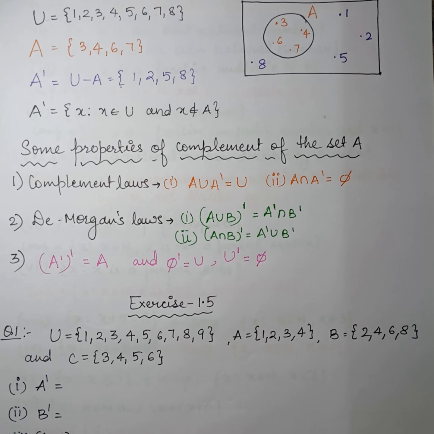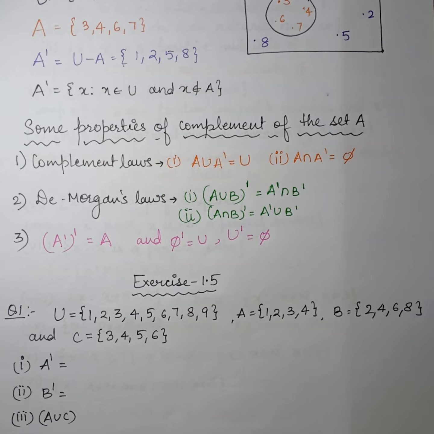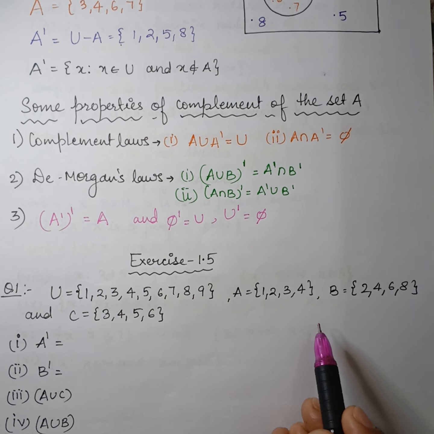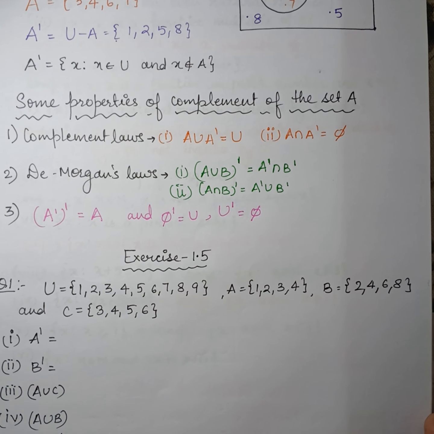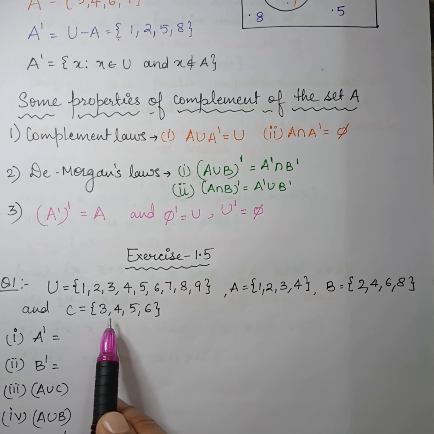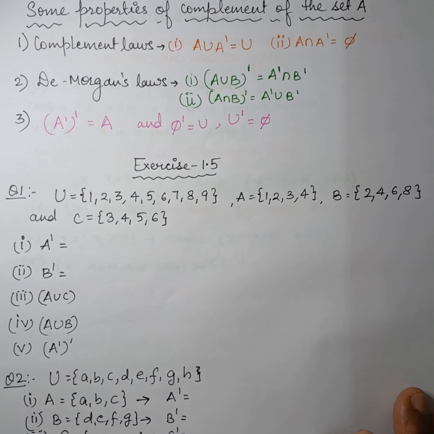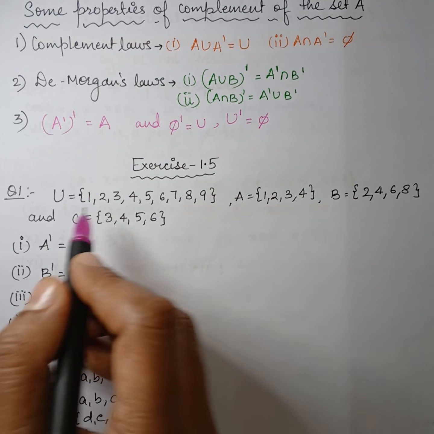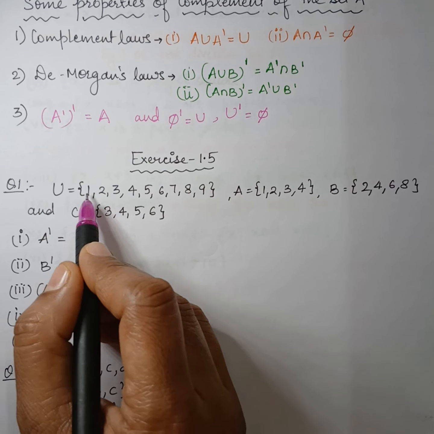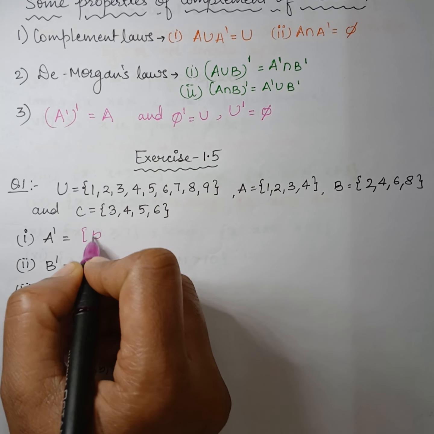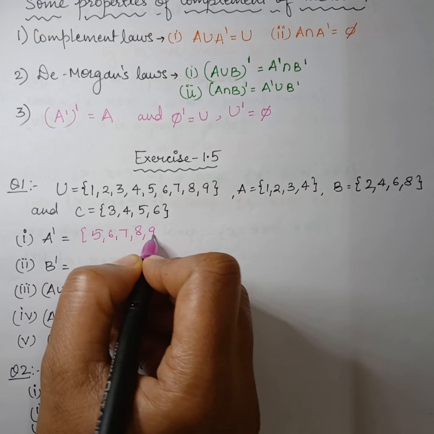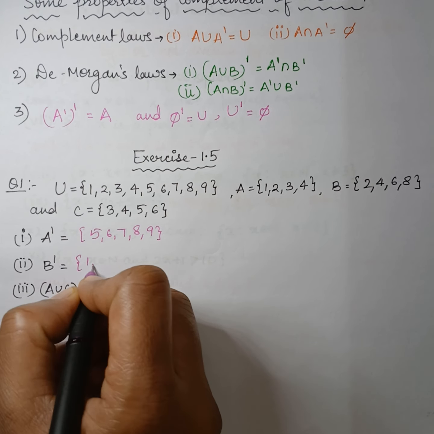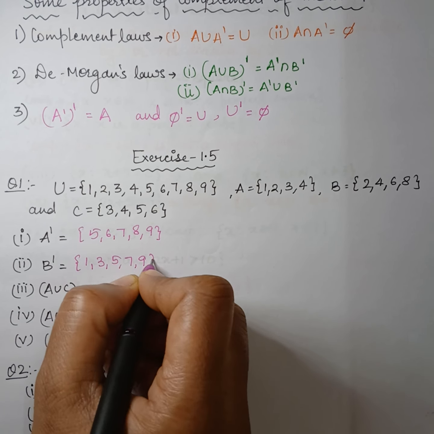Now let us start with exercise 1.5, in which U is given: 1, 2, 3, 4, 5, 6, 7, 8, 9. A is 1, 2, 3, 4. B is 2, 4, 6, 8. And C is 3, 4, 5, 6. So let us start doing it. A complement: from U I have to remove the elements of A, that is 1, 2, 3, 4. What will it be? 5, 6, 7, 8, 9. B complement, remove the elements of B, 2, 4, 6, 8. So it will be 1, 3, 5, 7, 9.